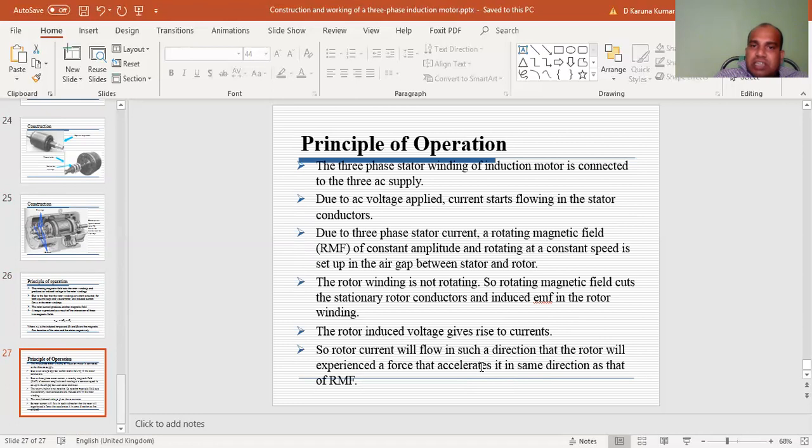The rotor winding is initially not rotating. So the rotating magnetic field cuts the stationary rotor conductors and induces an EMF in the rotor winding. The rotor induced voltage gives rise to a current. The rotor current flows in such a direction that the rotor experiences a force in the same direction as the RMF. This is called the working principle of operation of a three-phase induction motor.